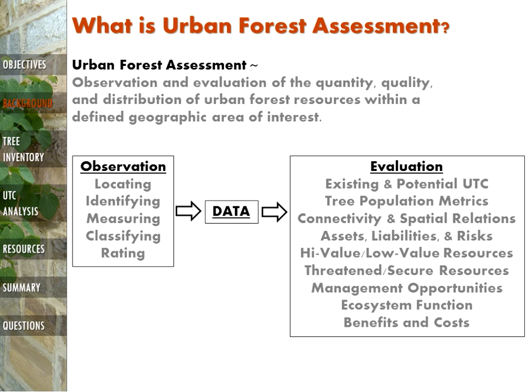I'm showing here a few examples of the things we might evaluate. For example, the existing or potential urban tree canopy cover in an area of interest, and various tree population metrics: species, size, condition. Also the connectivity and spatial relationships of both the forest resource and green infrastructure, but also the surrounding human environment, identifying assets, liabilities, and risks in the urban forest, and clarifying where the high value versus low value resources are, and similarly where the threatened versus secure forest resources are. Ultimately, all of this information helps us understand where the management opportunities are, what the ecosystem functions of that forest resource might be, and what the associated benefits and costs for people are.